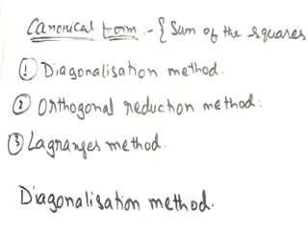Inshallah, in today's class, we are going to transform the quadratic form of the matrix to canonical form, or sum of the squares form. We have three methods: diagonalization method, orthogonal reduction method, and Lagrange's method.